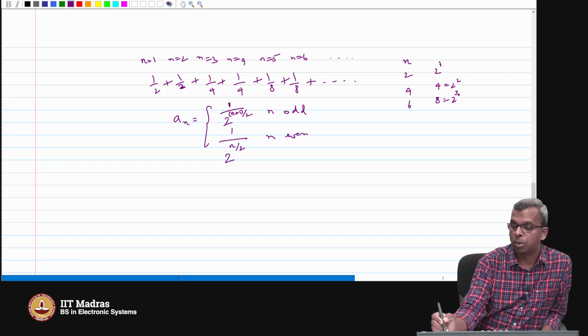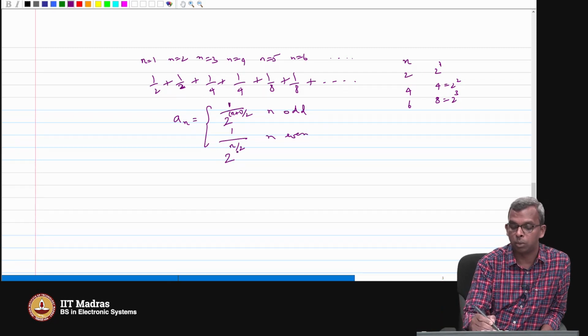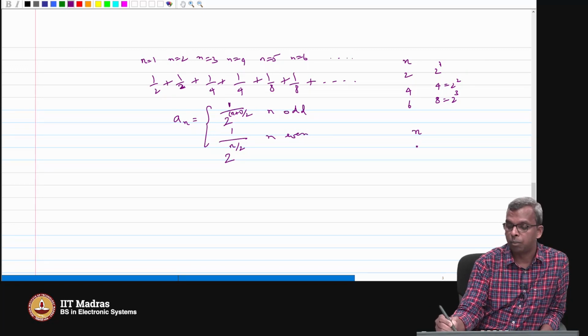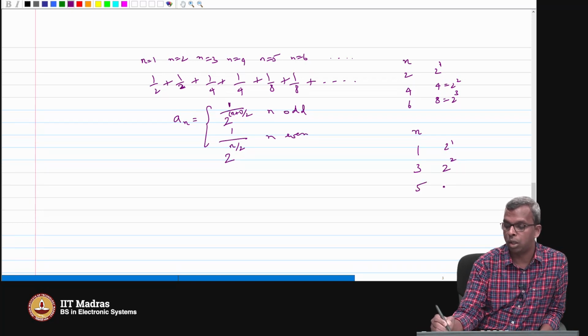Okay, 2 power 1, 2 power 2, 2 power 3; 2, 4, 6 maps to 1, 2, 3. So that is n by 2. We are able to see the power there. Now, if n is odd, for 1 you got 2 power 1, for 3 you got 2 power 2, and for 5 you got 2 power 3. So, 1 to 1, 3 to 2, 5 to 3, it is actually n plus 1 by 2.